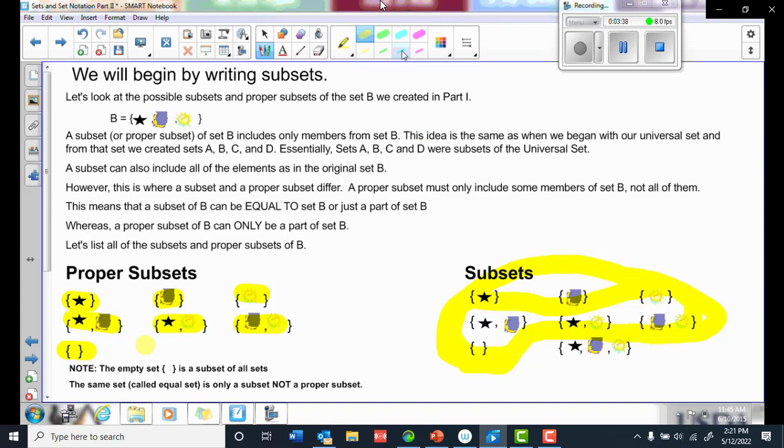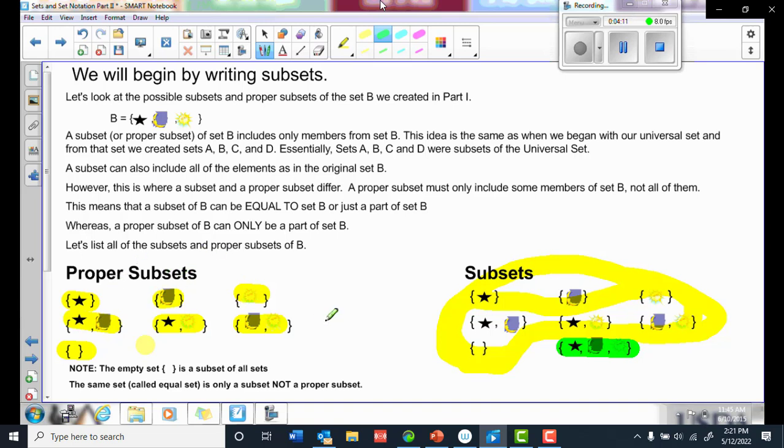But we also have this other one, star, moon, sun. It is also a subset. It is the same exact thing. So a subset can be equal to the original set. Or in other words, the subset can be the same thing. Or it can be all these little parts. Whereas a proper subset can only be the little parts.